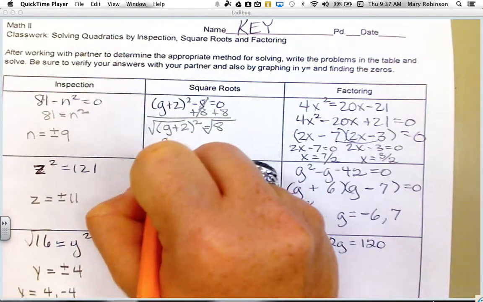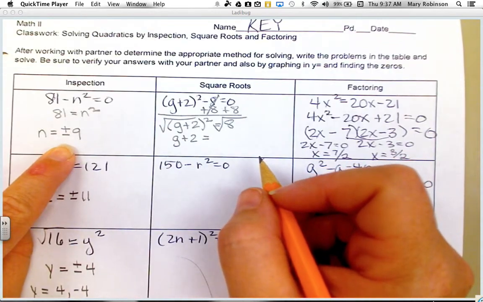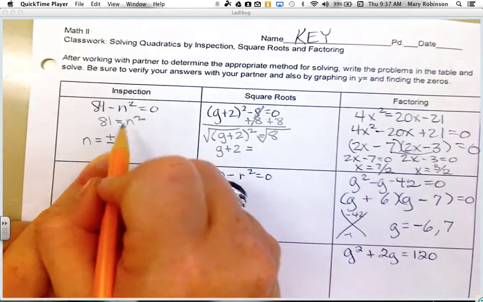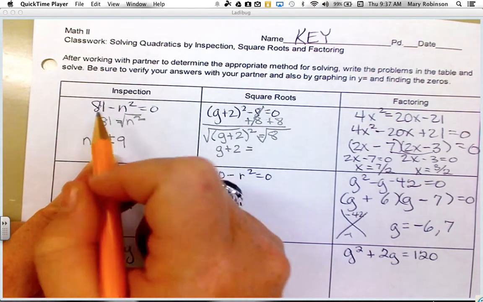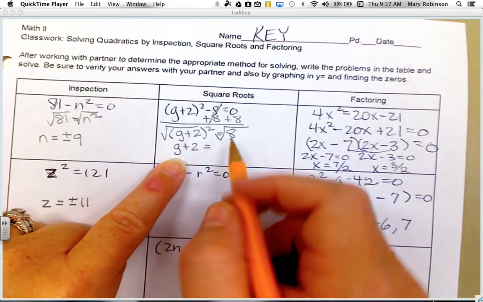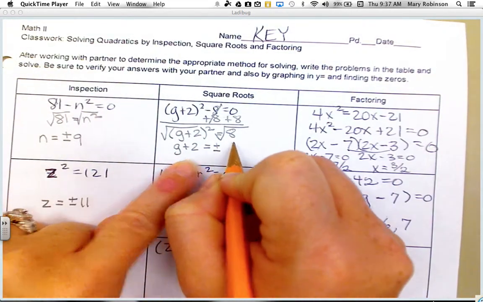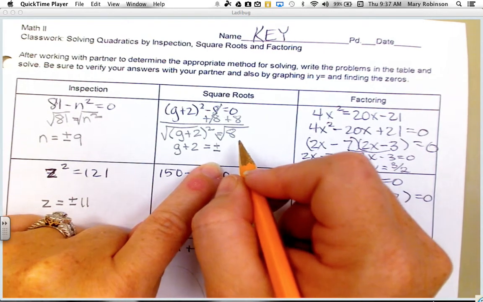But again, just like we did with inspection, we need to remember that we have two possible solutions once we take the square root. So over here, when we took the square root of n squared, n could have been a positive 9 or a negative 9. Over here, the square root of g plus 2 could be a positive or a negative square root of 8. But we all remember how to simplify. Hopefully you have that memorized still. What's the square root of 8?